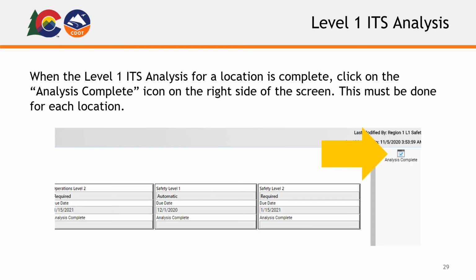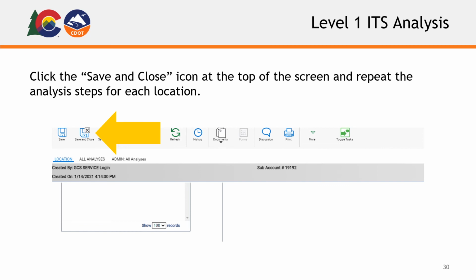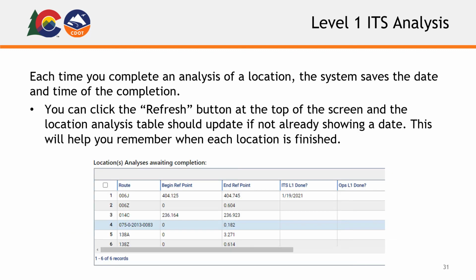When the Level 1 ITS analysis for a location is complete, click on the Analysis Complete icon on the right side of the screen. This must be done for each location. Click the Save and Close icon at the top of the screen and repeat the analysis steps for each location.